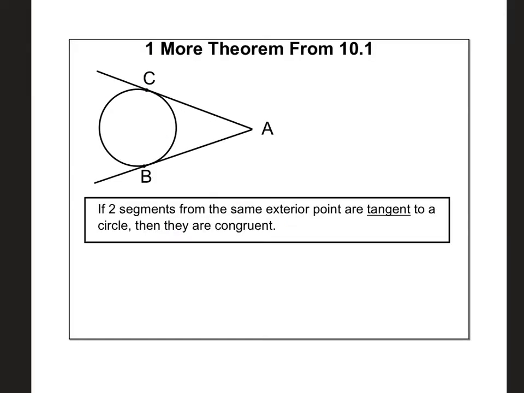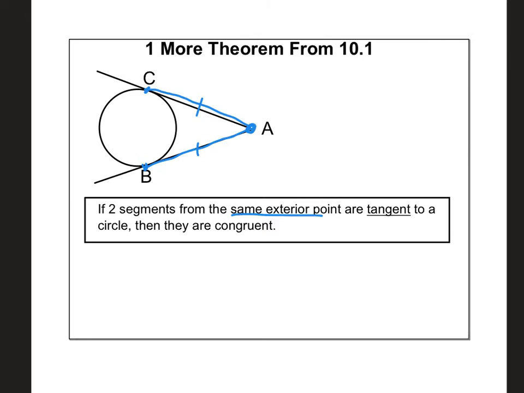Okay, so moving on, there's actually one other theorem in the section here, and what it says is that if two segments from the same exterior point are tangent, so the same exterior point, let's call that point A right here, if they are tangent to a circle, then they are congruent. So basically, this segment right here from A to C and from A to B, those we can take to be congruent. It's a theorem.